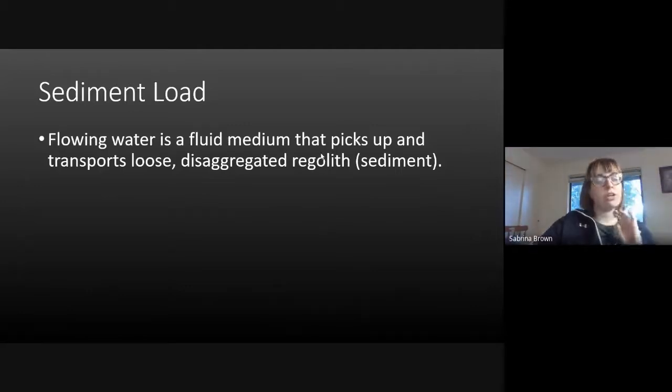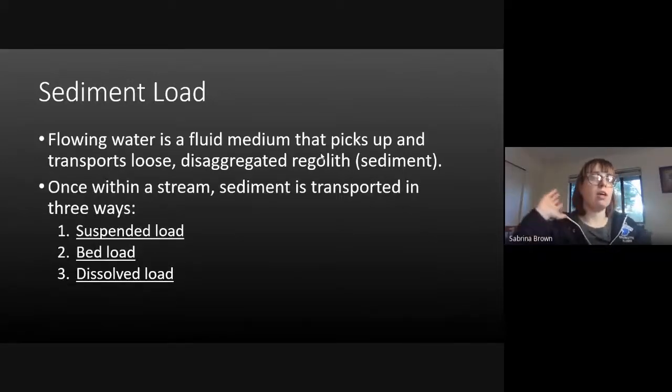The next important factor for determining what a stream is going to look like is the sediment load. Flowing water can pick up and transport sediment. Remember, sediment is just pieces of rocks. We can also sometimes refer to sediment as regolith. It depends on whether you're coming at it from a geologist standpoint, where you might use sediment, or from more of a soils or engineering standpoint, where you might use the word regolith, right?